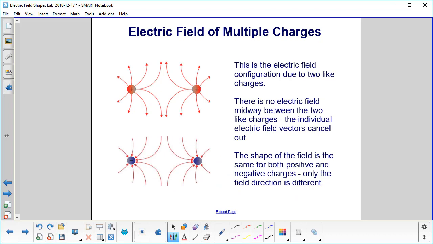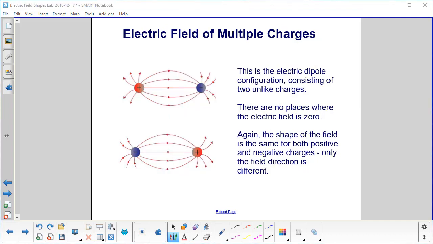This is the electric field configuration due to two like charges, positive and positive. There's no electric field midway between them. The individual electric field vectors cancel out. The shape of the field is the same for both positive and negative charges, only the field direction is different. Note how the arrows point in for the negative charge and away for the positive charge.